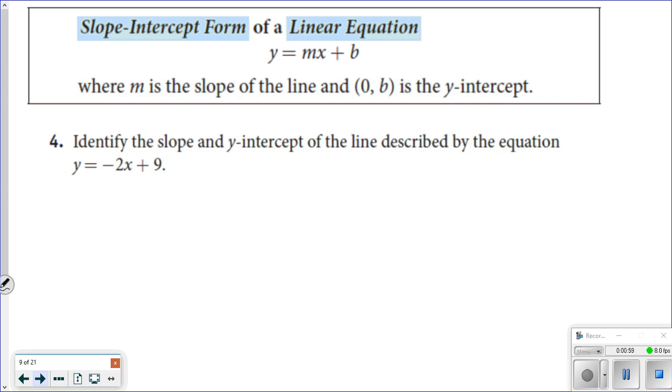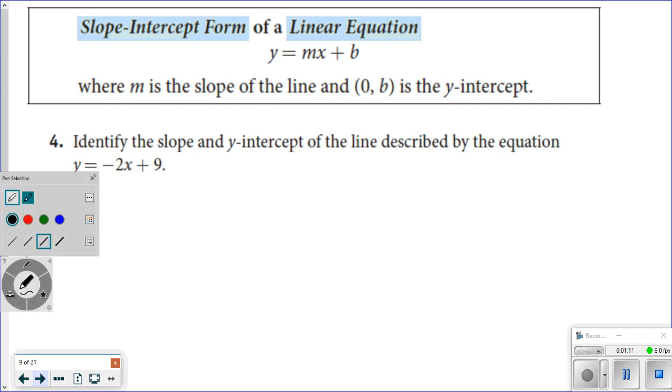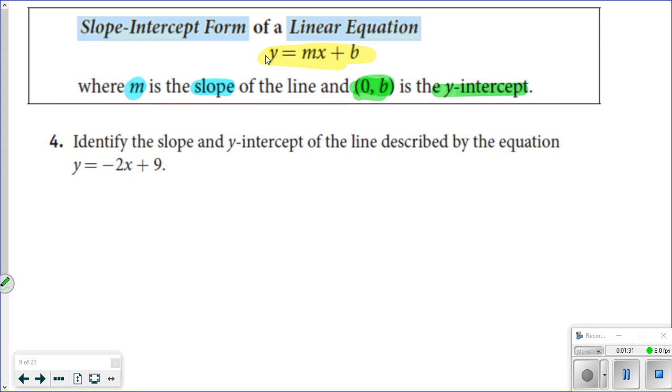Slope-intercept form is y equals mx plus b. Okay, y equals mx plus b. Let me highlight it here for you. m is the variable that we always use for slope, and b is our y-intercept. Okay, we learned about y-intercept before Christmas break. It's where your line crosses your y-axis.